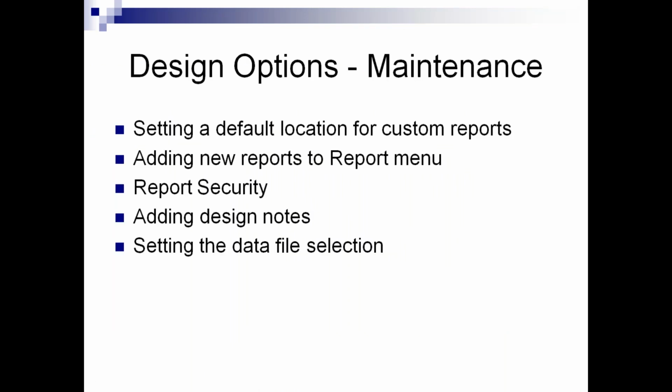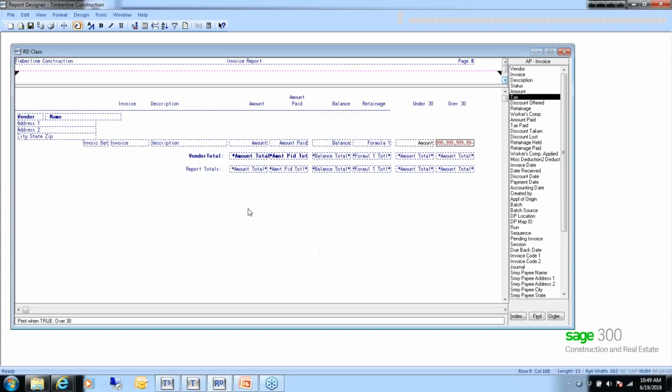All right, so we're going to look now at, again, like I said, some maintenance things. We're going to set a default location for your custom reports. By default, your reports are going to try to go into your main data folder, and that's maybe not where you want them. We're going to look at adding new reports to the report menu. We'll look at security, notes. I just did the data file selection. So let's again jump back in.